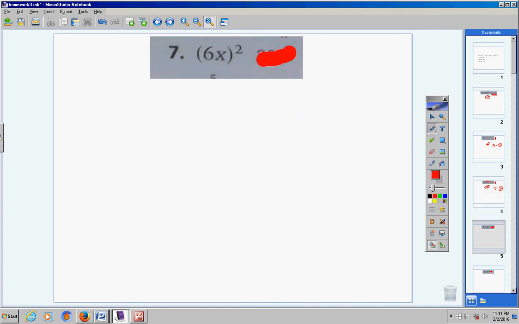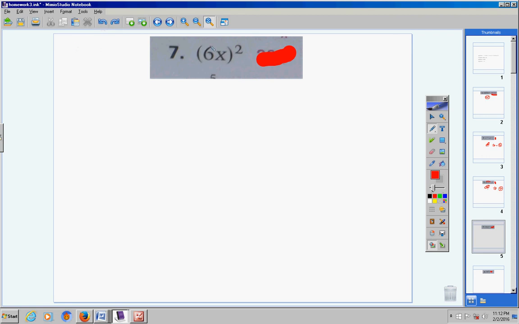Okay, now, be careful here. We have 6 and x being raised to the second power. This is one term right here. Now, if I would have had a plus sign here, or a minus sign here, then I would have had 2 terms. If you have more than one term, then you cannot do what I'm about ready to show you. But as long as you have one term, and we do, they're multiplying here, so that's one term. As long as you have one term, you are allowed to multiply the exponent through.